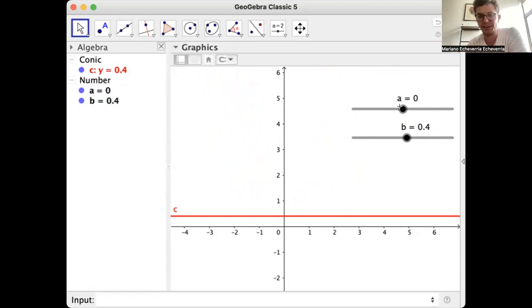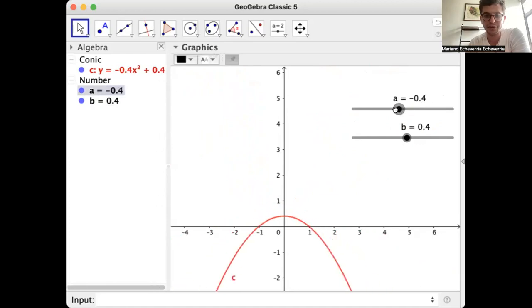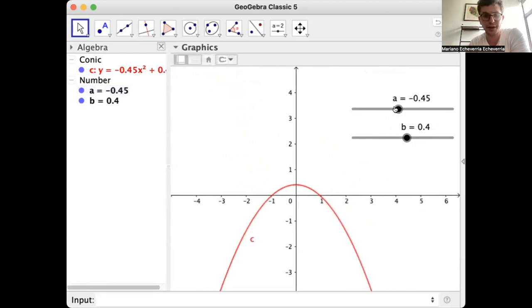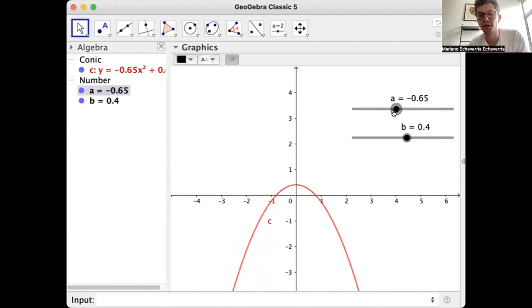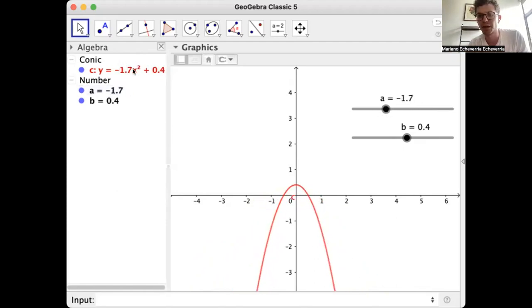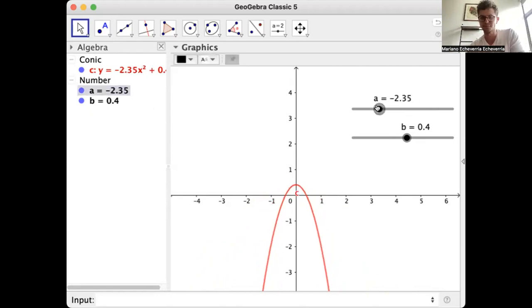But then once I change it to negative values for a, what happens with the mood? It becomes sad. So what I'm trying to say is that whether a parabola is up or down, happy or sad, only depends on the coefficient that's multiplying the x squared. Is that making sense?